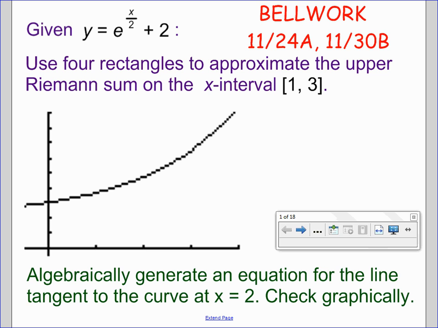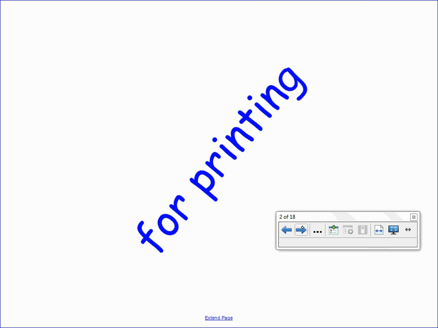We need to be able to use Riemann sums. That's just a fancy way of saying use rectangles to find an approximation for the area underneath the curve. So I think of a Riemann sum as a rectangle, and then we'll be told different ways in which to gain the heights of those rectangles. And so let's consider our first question.